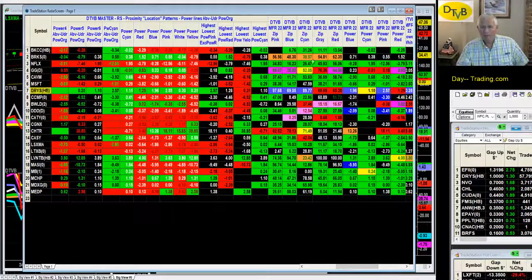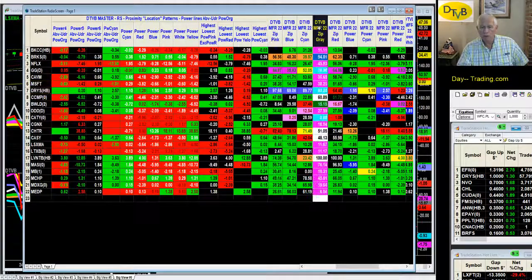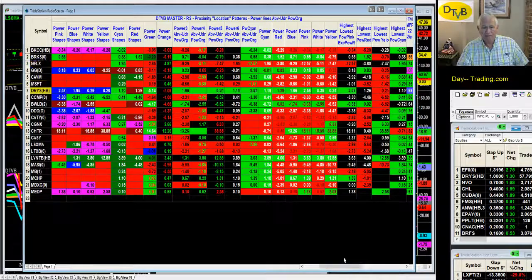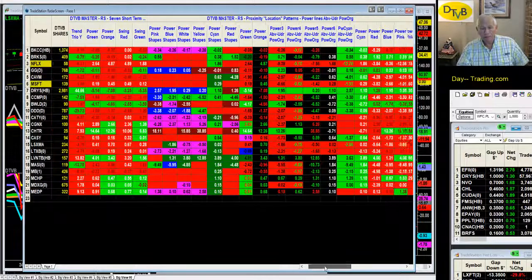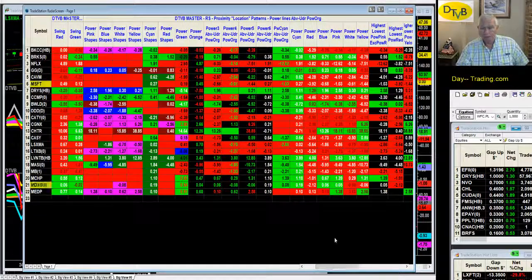So what happens is these 22 create 22 individual columns or indicators within radar screen, and then you can add a few more to that, like I've done, the location patterns and the 7 short-term trend lines, and then the other 3 columns: interval, last, and shares. And so you can set up to 30 and identify what's going on. I mean, it's exciting when you can match things together.